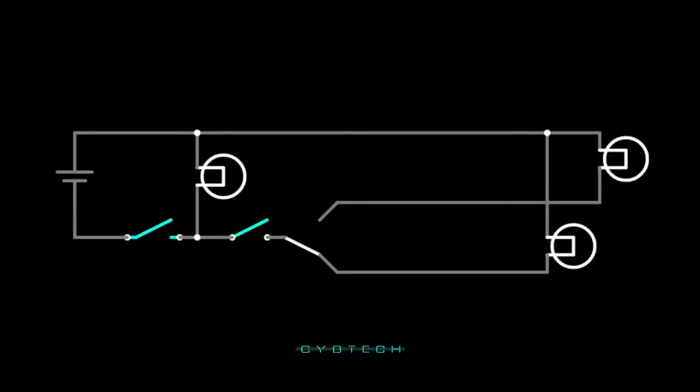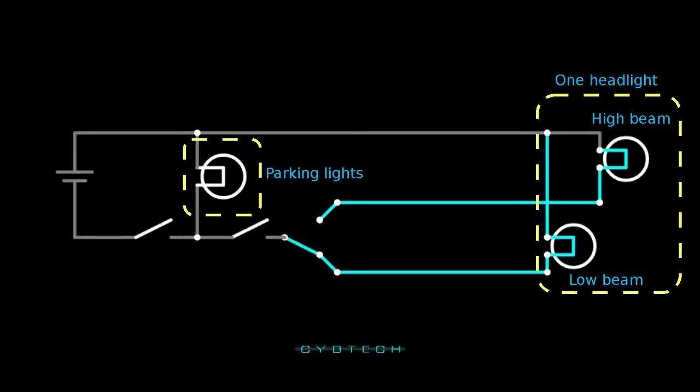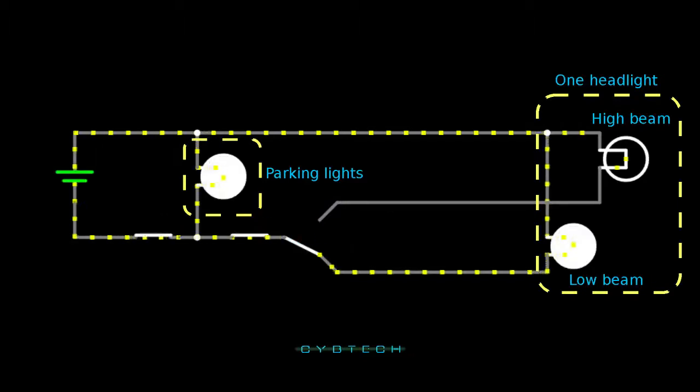These two switches represent the two stages of the headlight switch. This one being the first stage that activates the parking light circuit, and this one being the second stage that activates the headlight circuit. You can see that a wire from the positive of the battery connects to both of the headlight filaments. That is, the positive wire is common to both filaments, while the negative side of the circuit is switched, and so the negative return path is switched between the low and high beam filaments.